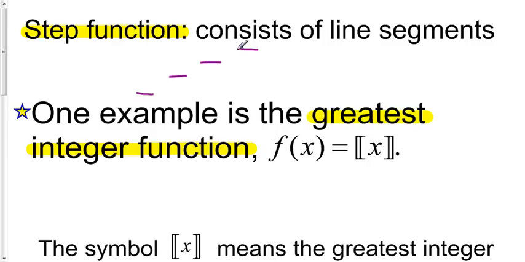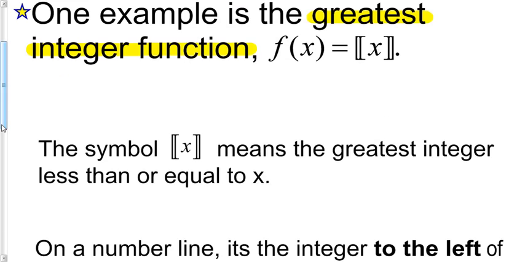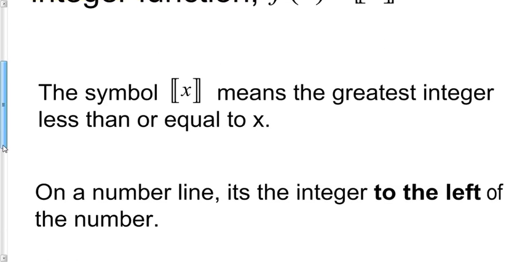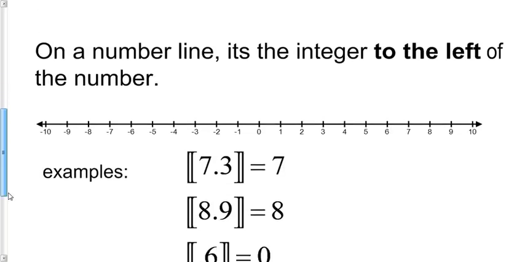One example of a step function is the greatest integer function, and it's written using this notation. F of x equals the greatest integer of x, as I guess how I would say it, and it's got kind of 2 bars on either side of x with this funky bracket. That symbol means the greatest integer less than or equal to x. So if you were plugging in values for x here, here's some examples.